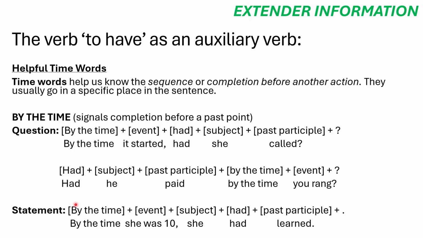In a statement, by the time plus event plus subject plus had plus past participle. For example, by the time she was 10, she had learned. By the time is a very useful phrase. It works well with past perfect because it shows a clear end point in the timeline. Notice the comma, showing a pause between expression of events.